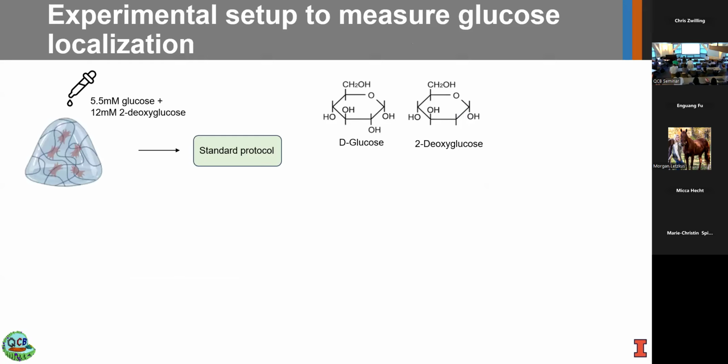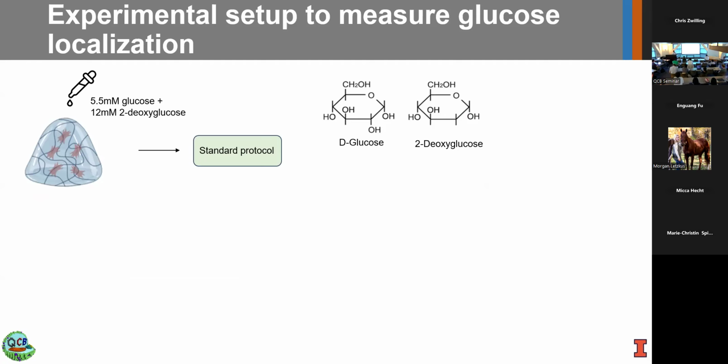Just showing one brief example of this experiment we worked with a few months ago regarding glucose localization. Basically, again, cells cultured in hydrogel. You use glucose as an extra addition to the culture media. Obviously the normal glucose, and in this case we also added deoxyglucose, which is slightly different in the sense that you don't have an OH molecule here.